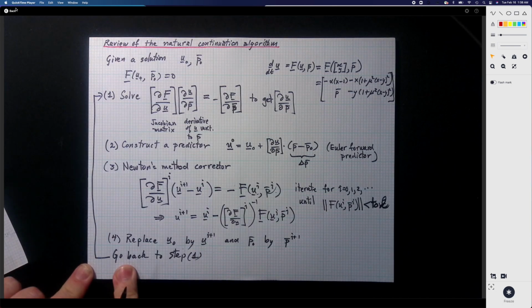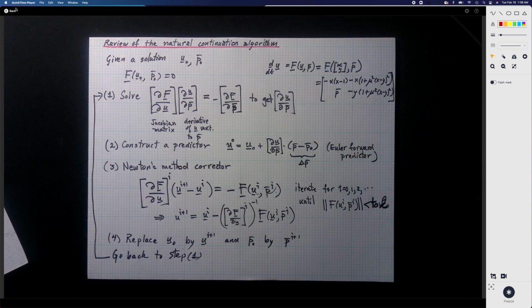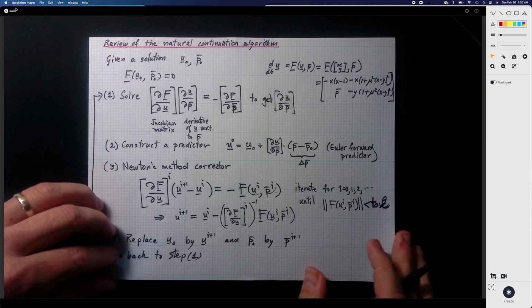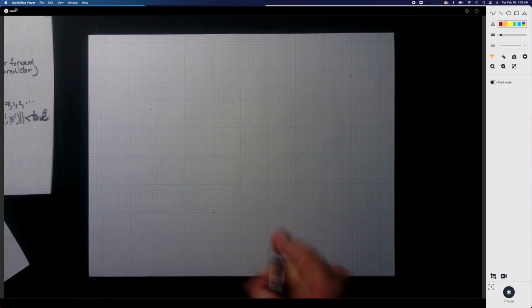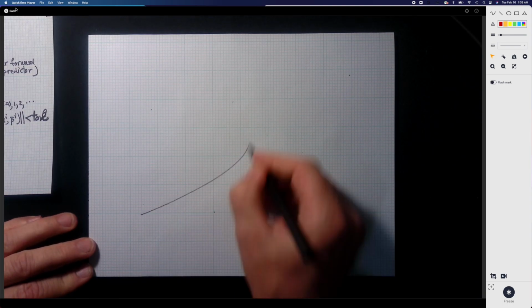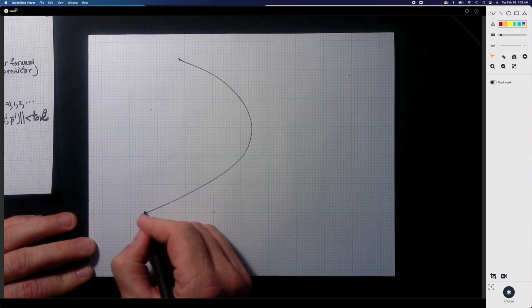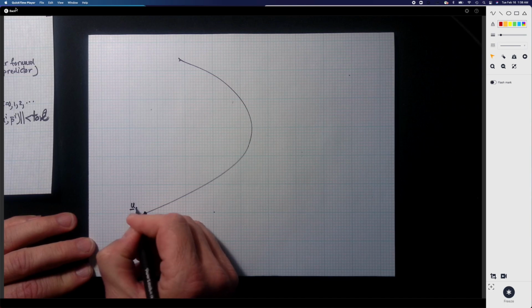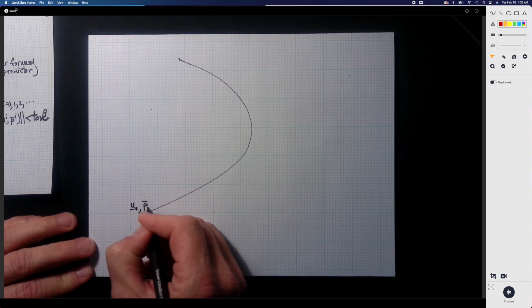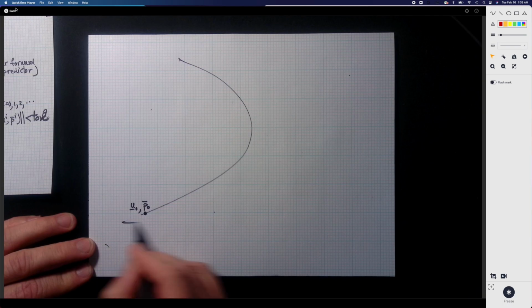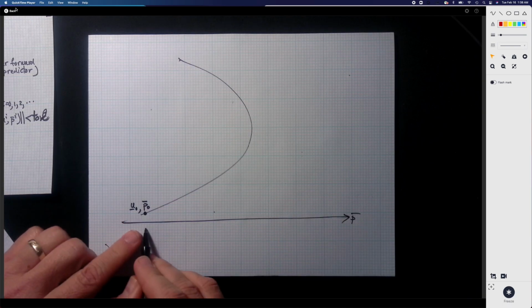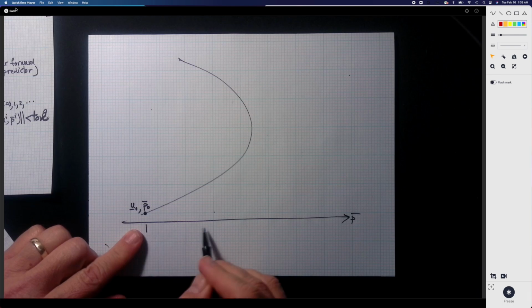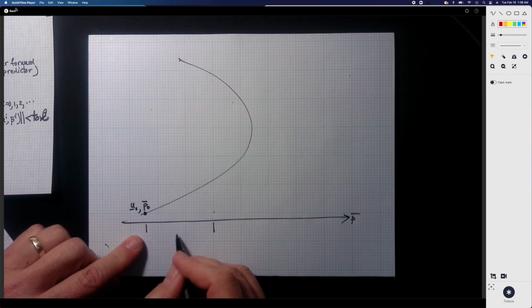And then we start again, and we keep iterating. So this algorithm looks good, right? Remember how it works. If this is the solution curve, and we have over here our first iterate, u naught and p naught. This is the p bar axis down here. So we have a particular p bar. We're going to take a step from here maybe to here. This is going to be a fixed delta p bar.